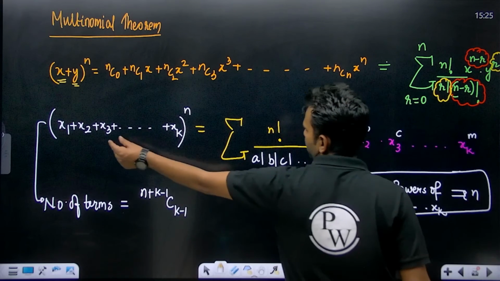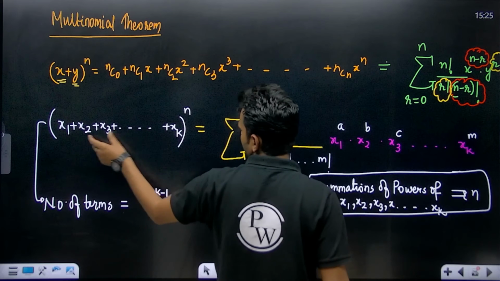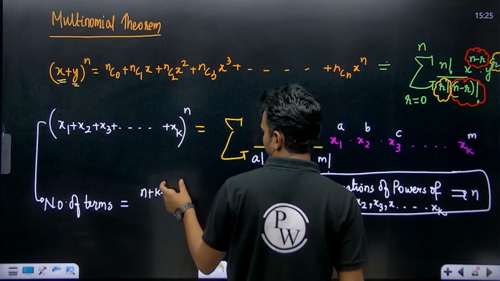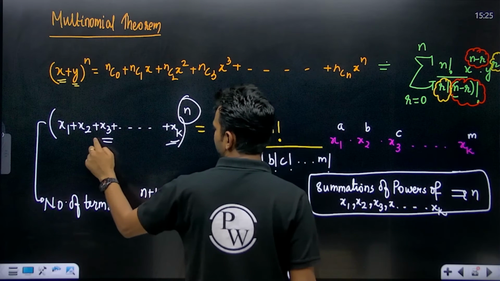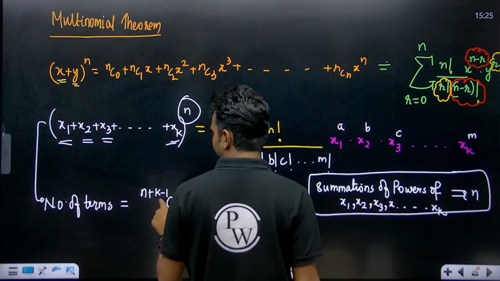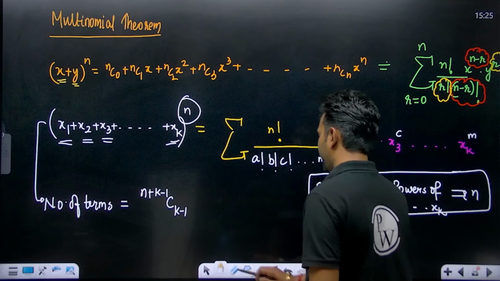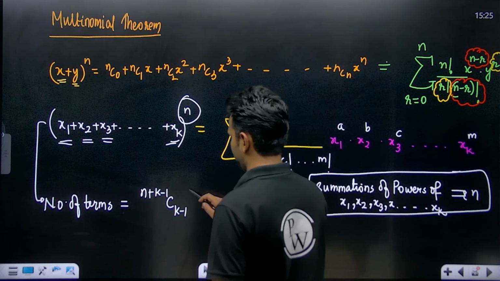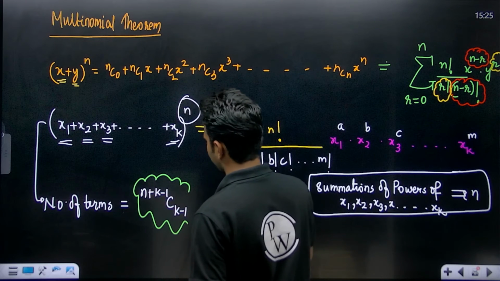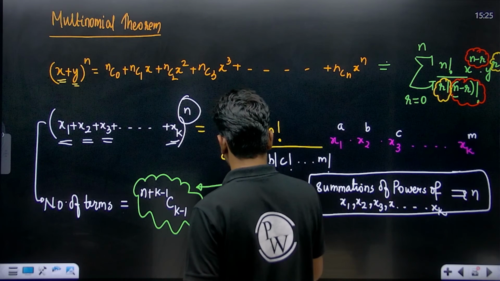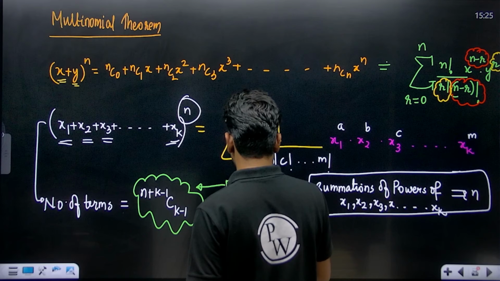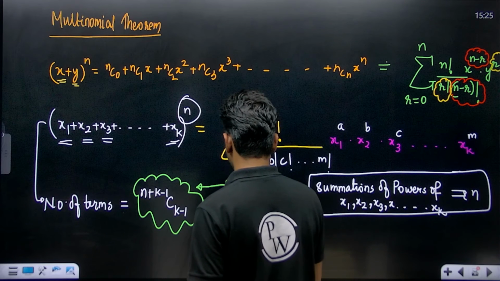K means what? Number of terms written over here: x1, x2, x3 till xk. So n is what? This power. K is what? Number of terms written over here. So in this binomial expansion, how many terms will come? They will come by using this formula, and this formula is also known as Bagger's formula. Remember Bagger's method, which you have learnt in permutations and combinations? Bagger's formula.